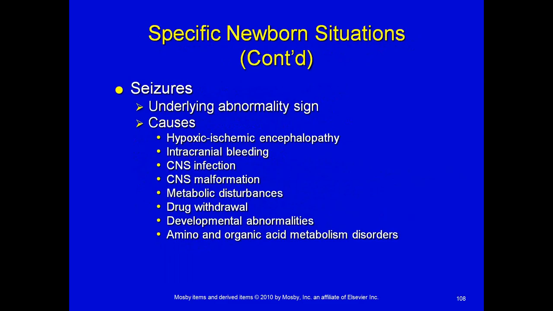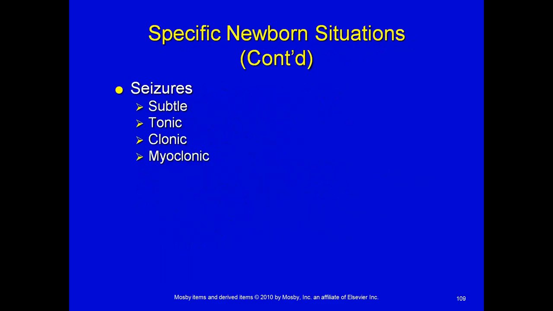In a newborn, certainly they're not going to diagnose epilepsy right off the bat. There are about 26 or so different types of epilepsy, so that's not going to be the initial diagnosis of a seizure. You're going to look for more of these sorts of things. Seizures can be subtle, where you would hardly see them at all. They can be tonic, where the tone of the muscles tightens up and that's it. Clonic would include rhythmic jerking of the muscles. And myoclonic would be loss of all muscle tone. They just become flaccid.